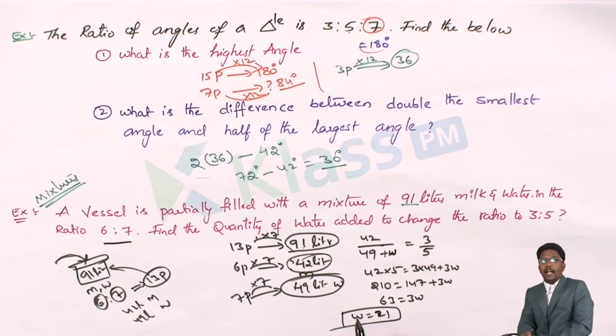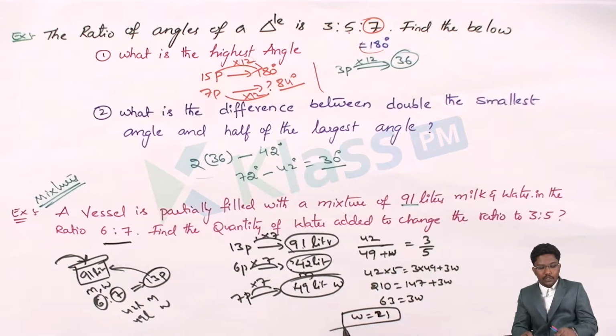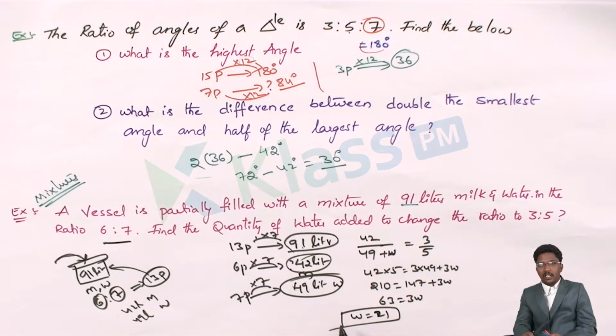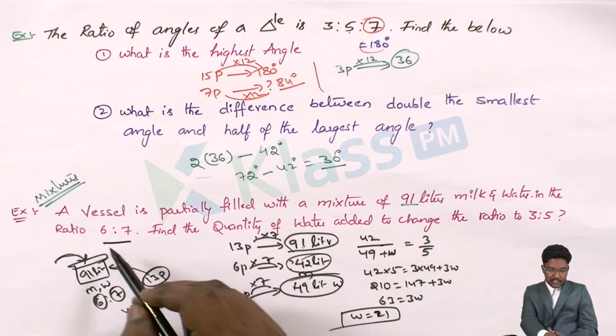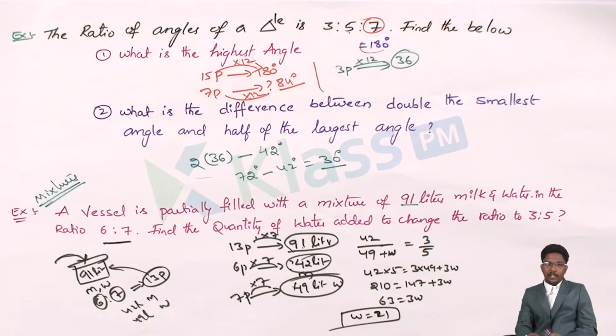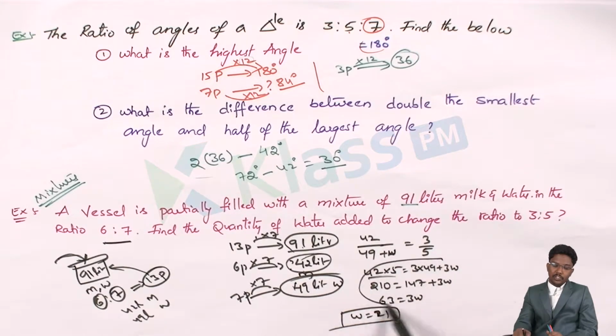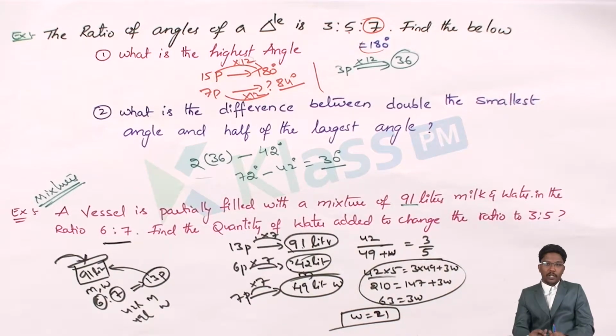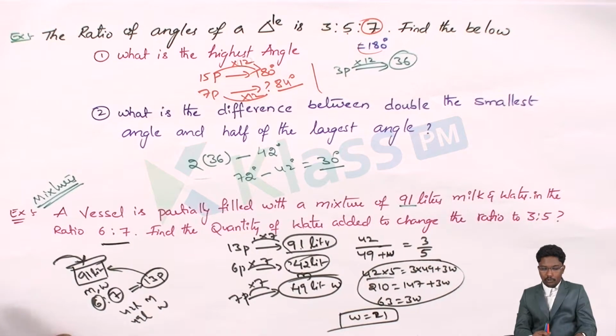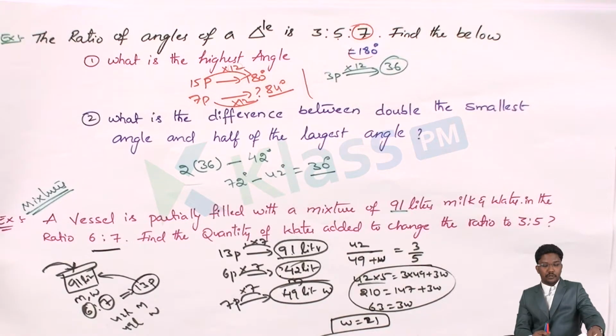So when you add 21 liters of water to the actual 91 liters, the ratio changes from 6:7 to 3:5. You may feel it is a very lengthy process. It is lengthy because I am explaining so that everyone understands. If you are thorough with ratios and percentages or converting multiplication, you can skip all these steps and directly write 21 liters, or you can go with the comparison method. Try to solve this type of mixture question.